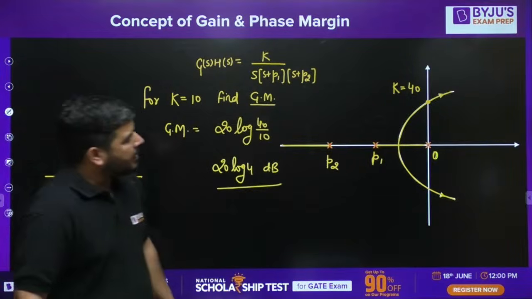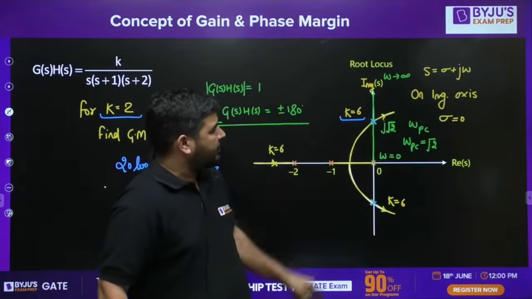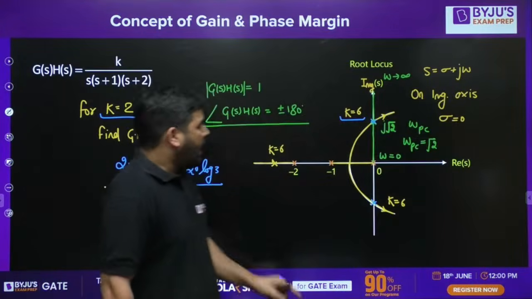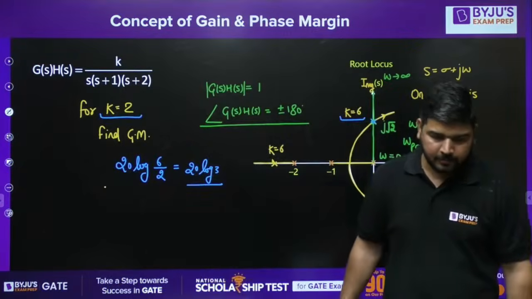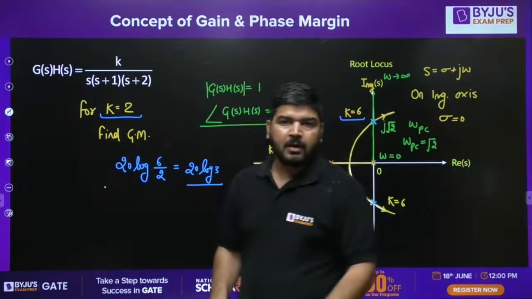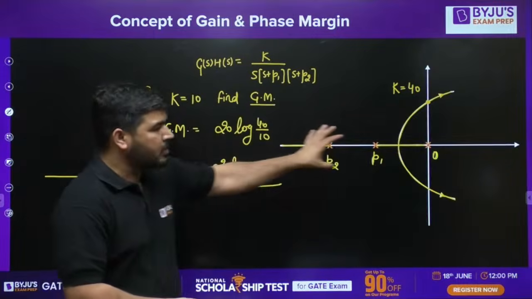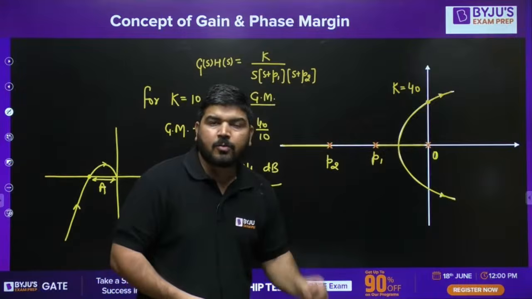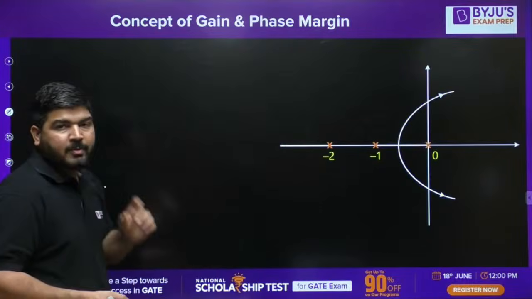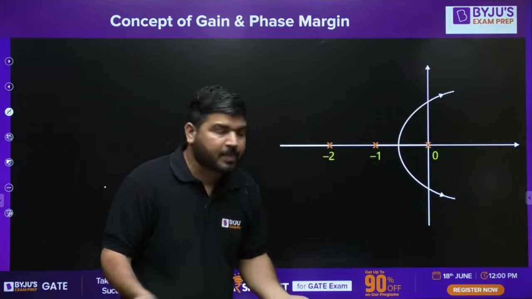But first, come to root locus only. First, you have to focus on the root locus: how I can use the root locus to find the gain margin. This is important. I have designed one question where you can calculate the gain margin directly from the root locus. Now, it might be possible that the root locus is given in a different way.